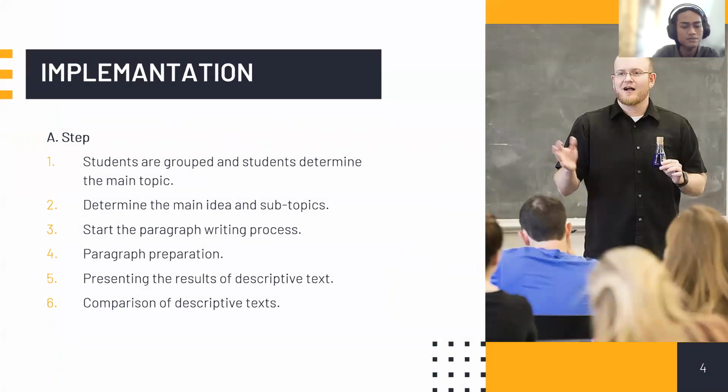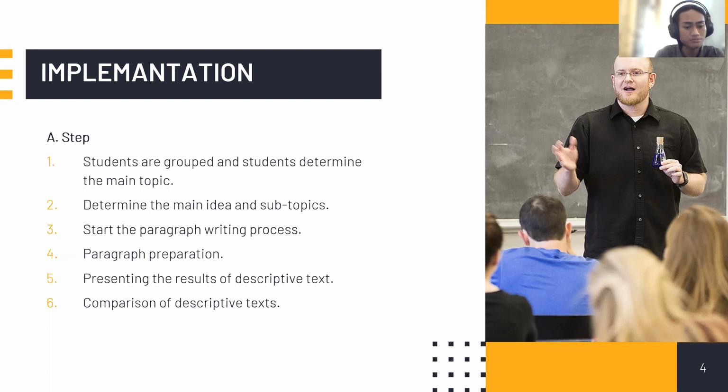And the next, the implementations. The first implementation is the steps. There are 6 steps. The first, students are grouped and students determine the main topic. The teacher groups students consisting of 5 people, and then students are asked to determine general information about the main topic, for example, like animal.